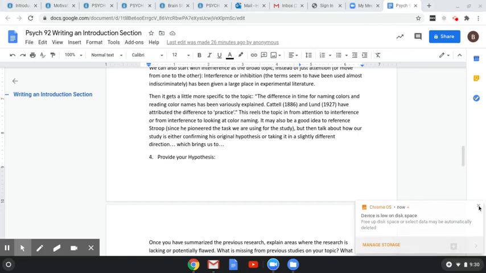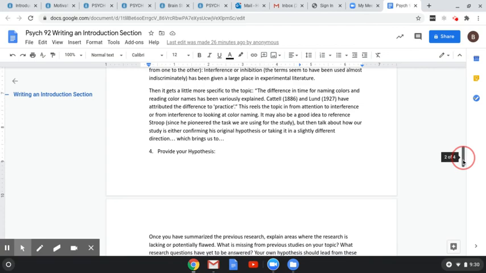Apparently, I have low disk space, but I'll get to that later. That's the least of my concerns.